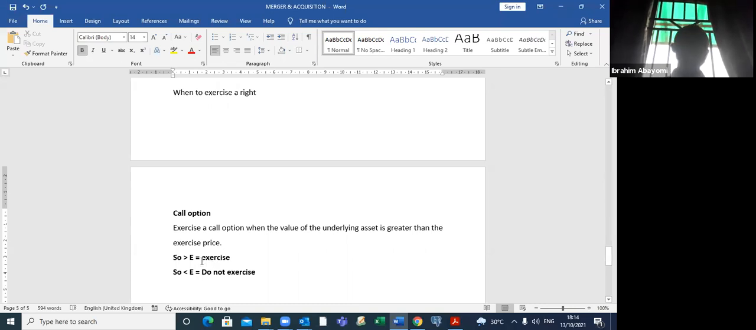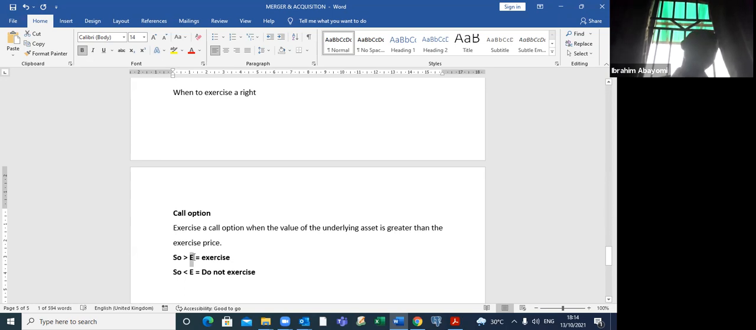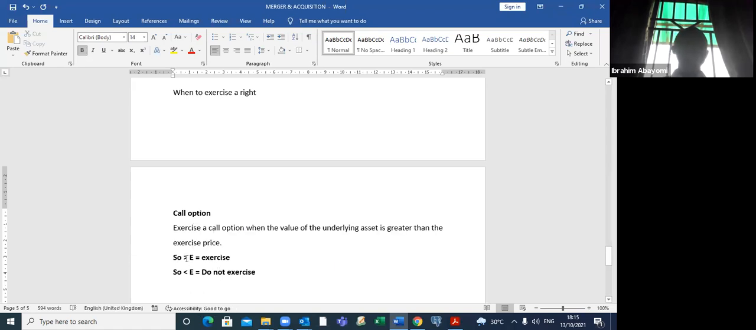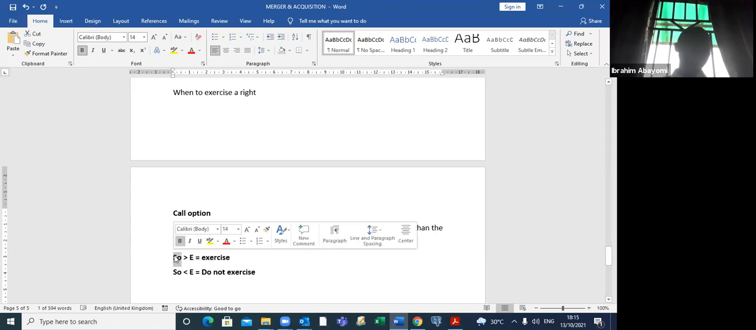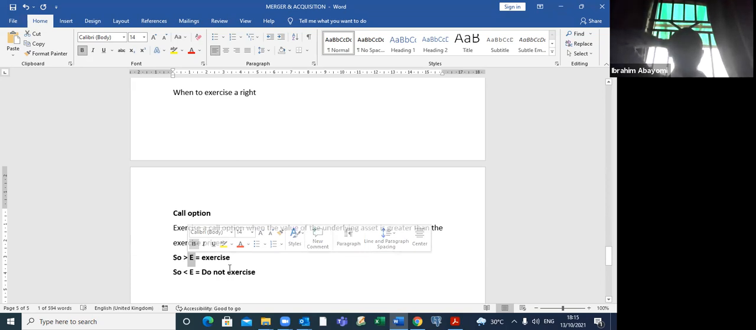I will only exercise my right if what I will pay to buy that item is less than the current price of the asset I want to buy. So the current price of the asset is 45,000, but I can pay 38,000 to buy it. So I will exercise my right because it is cheaper. If I don't exercise my right, I will have bought at 45,000. But because I'm exercising my right, I will buy at 38,000. So it's better I exercise my right.